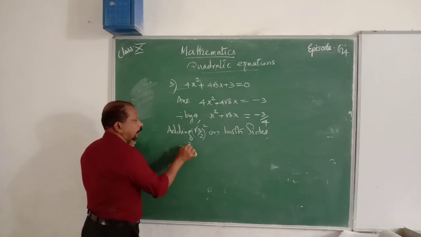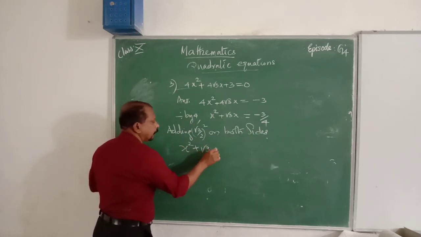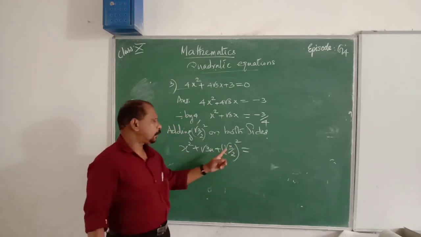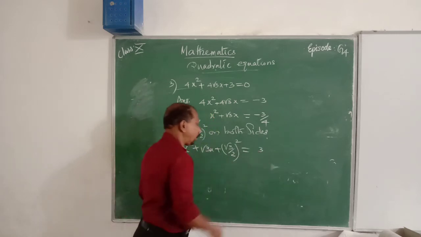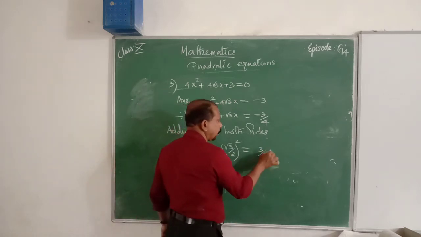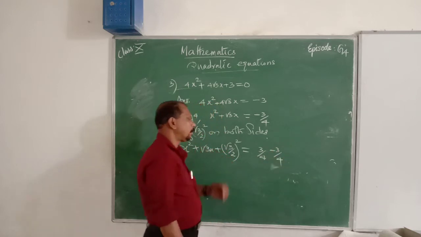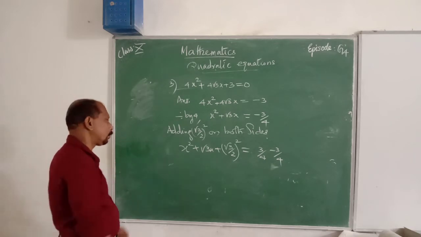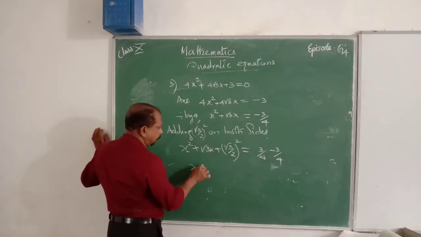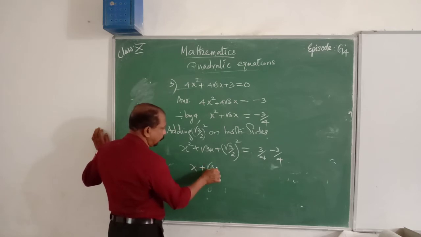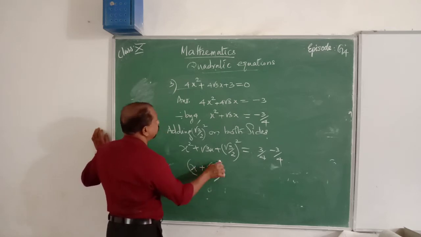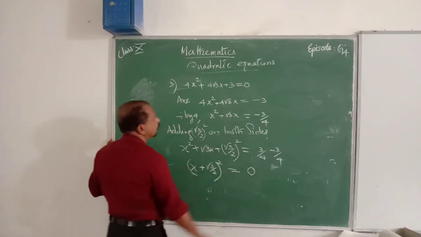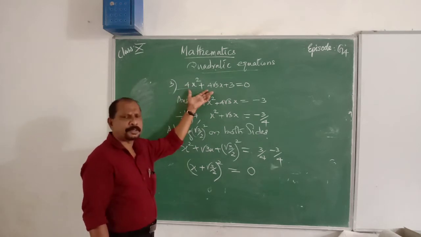That is x square plus root 3x plus (root 3 by 2) the whole square is equal to... What is the square of root 3? That is 3. Square of 2 is 4. So 3 by 4 minus 3 by 4, what is it? 0. That is (x plus root 3 by 2) the whole square is equal to 0. Then it is also a perfect square.